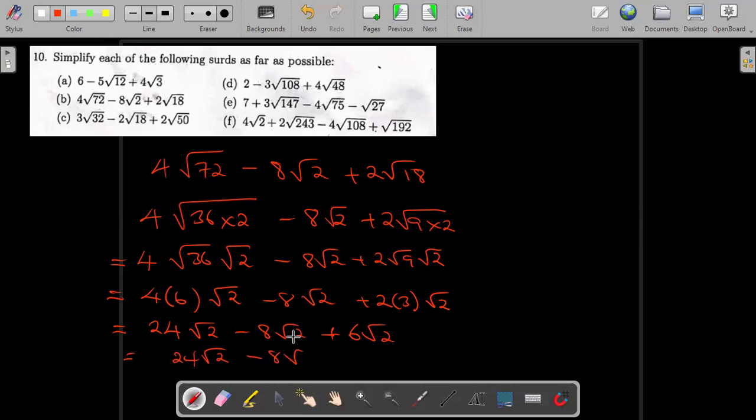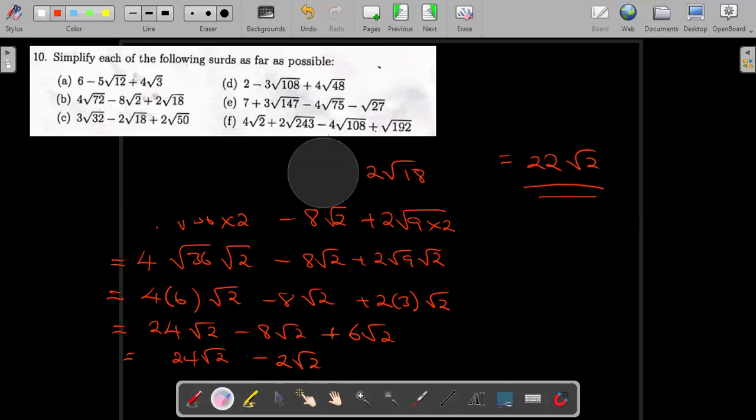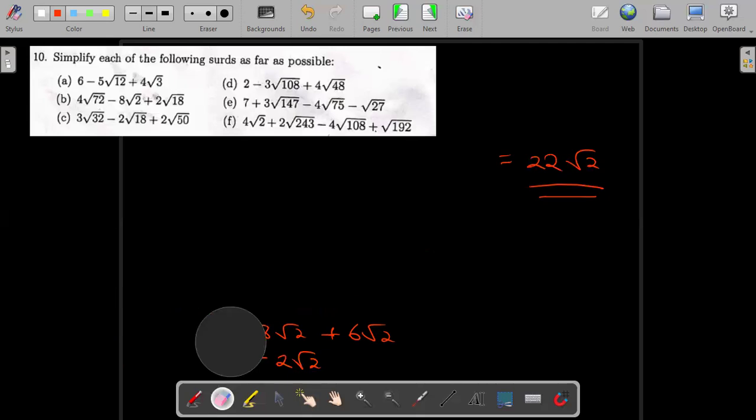Okay, the minus 8 root 2 here, we can then combine with the 6 root 2 and subtract. When you subtract that, you just get 22 root 2, like that. So this is what this simplifies to. Okay, we move on to the next question.